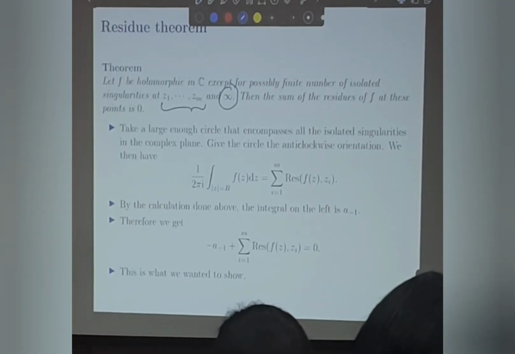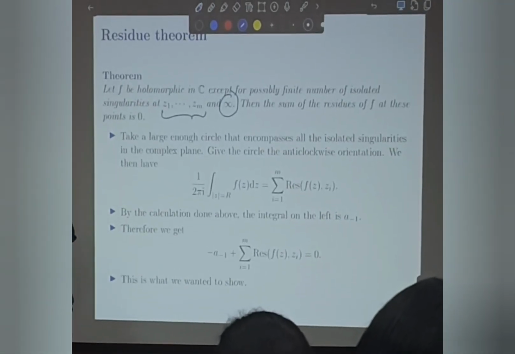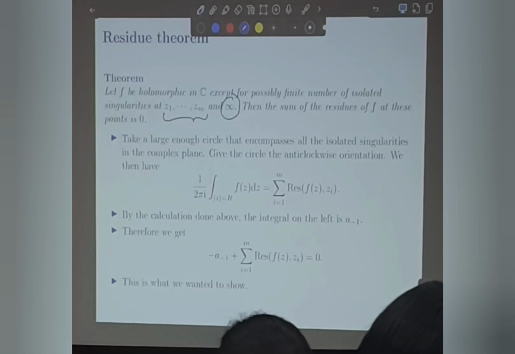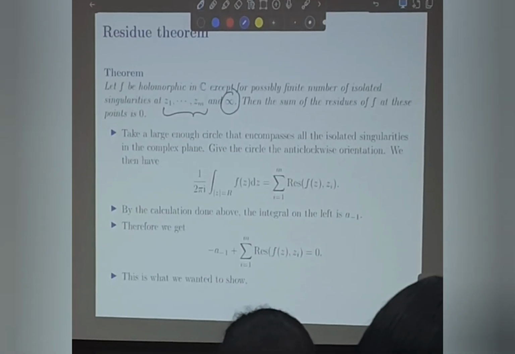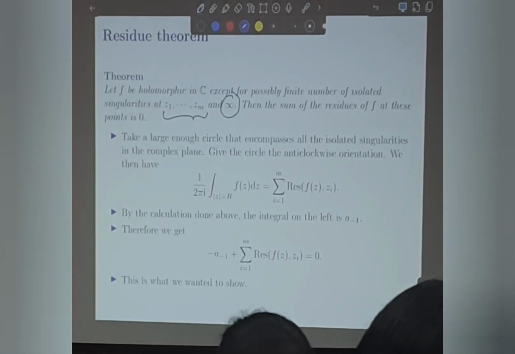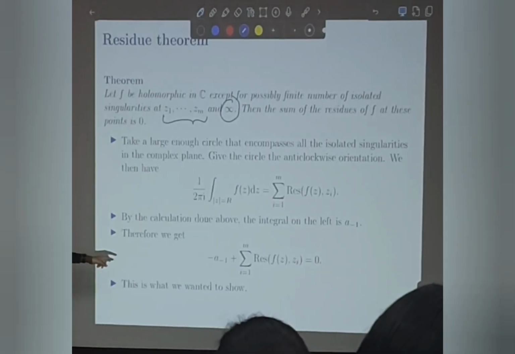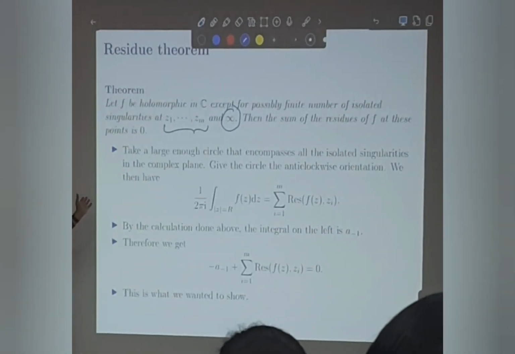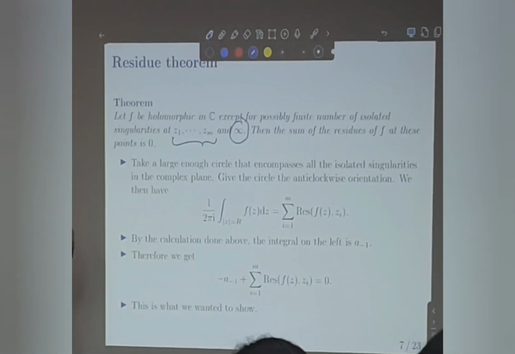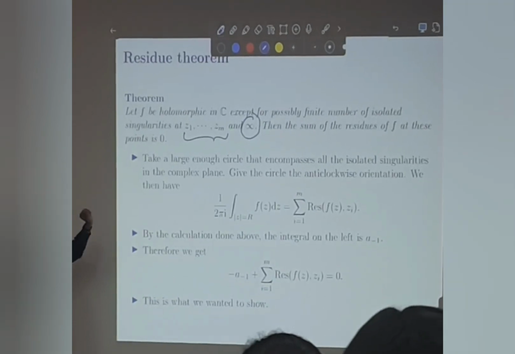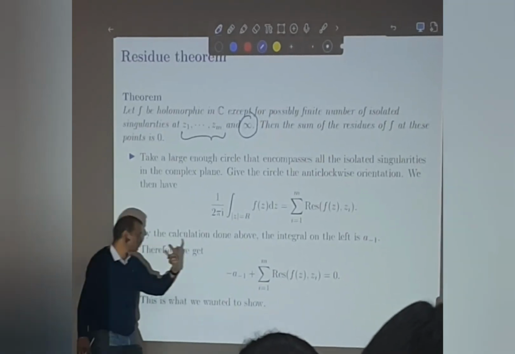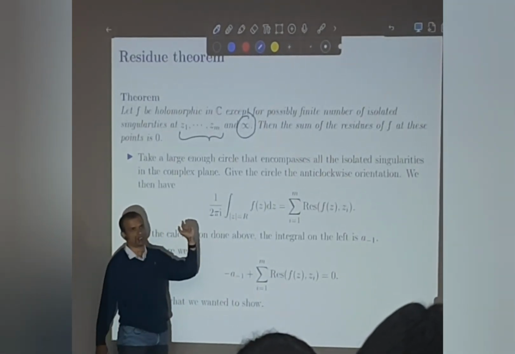So if you also take the residue at infinity, then the sum of the residues is going to be equal to 0. Now why is this useful? I have given the proof over here, but the proof is literally the same that you typically see in a complex analysis course, except that we also have to take the residue at infinity. And the fact that the residue at infinity is minus a minus 1 is what sets the stage.